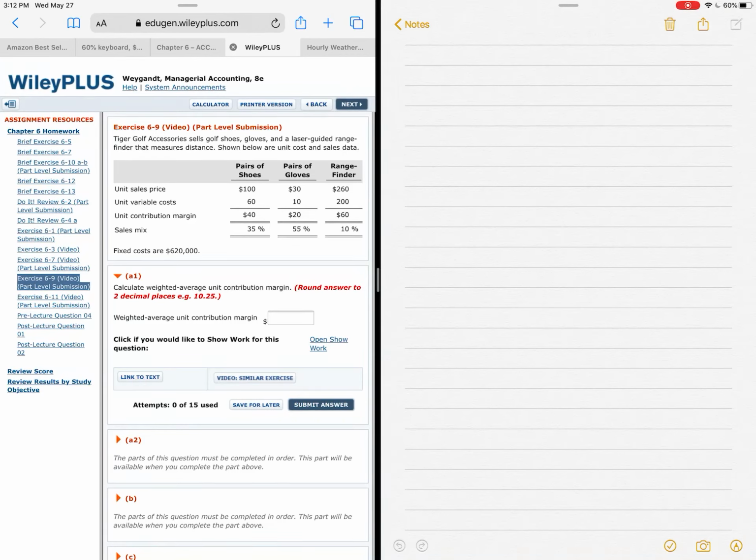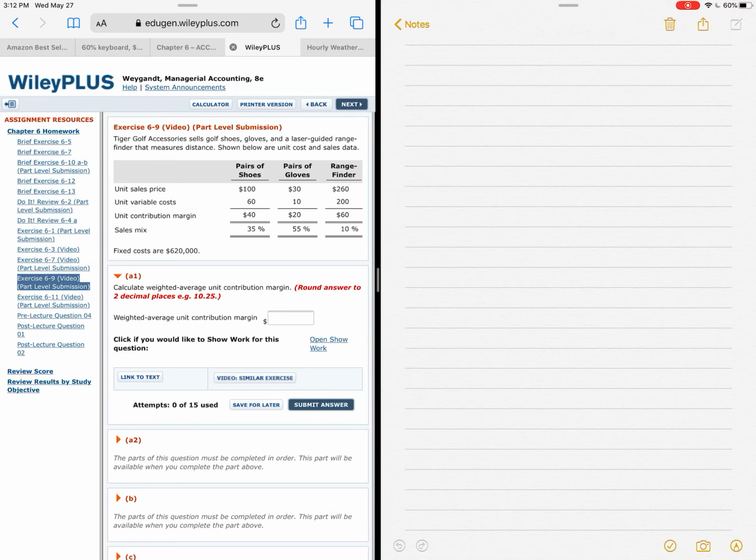Let me give you an example for Chapter 6. As we look at companies that sell multiple types of products, our break-even point gets rather complex. So let's take a look at how we can calculate our break-even point using multiple products by finding that weighted average contribution margin.